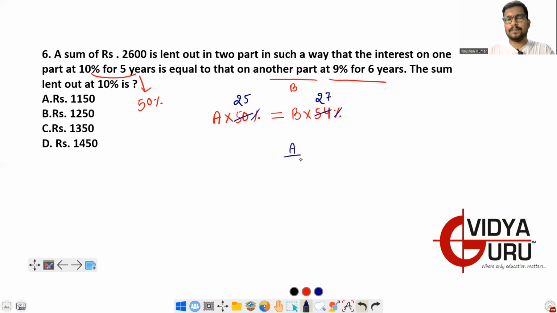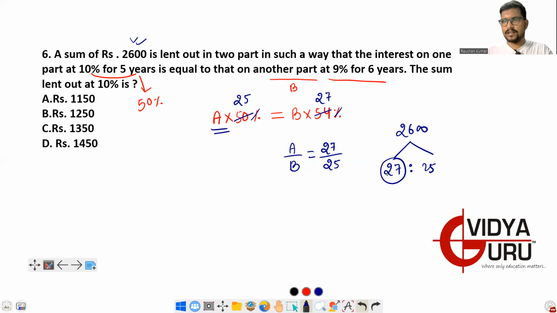So we can say A upon B will be equal to 27 upon 25, right? A upon B equal to 27 upon 25 means this 2,600 is divided in two parts, that is A and B, in the ratio 27 to 25. The question is saying the sum lent out at 10%. 10% means the A part we have taken. So we need this 27 part.